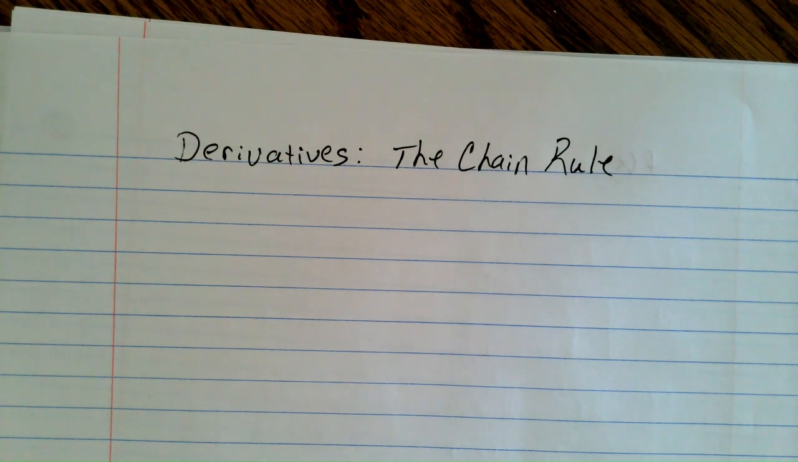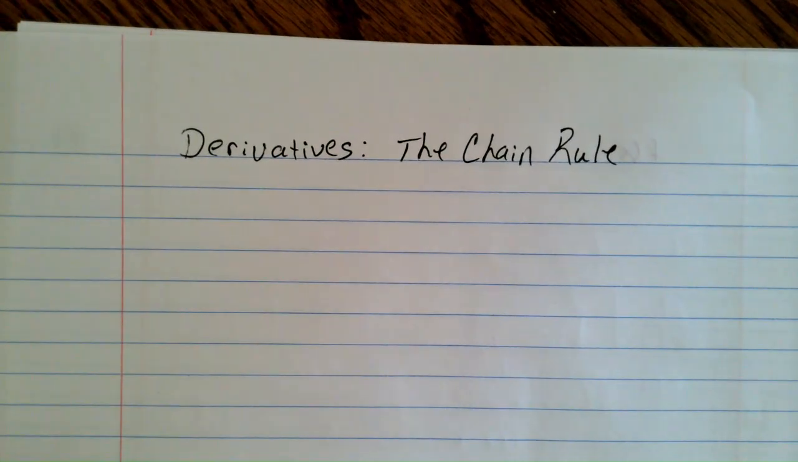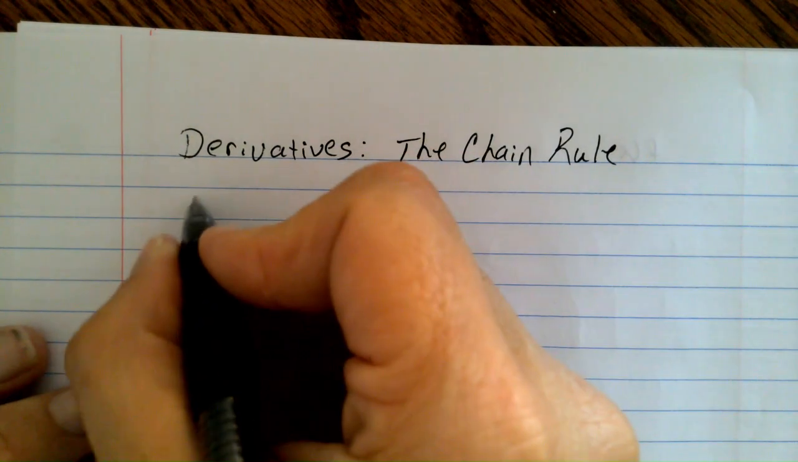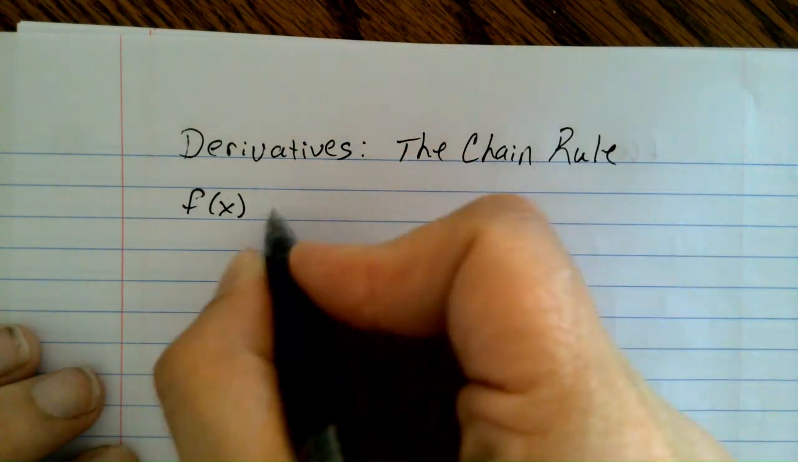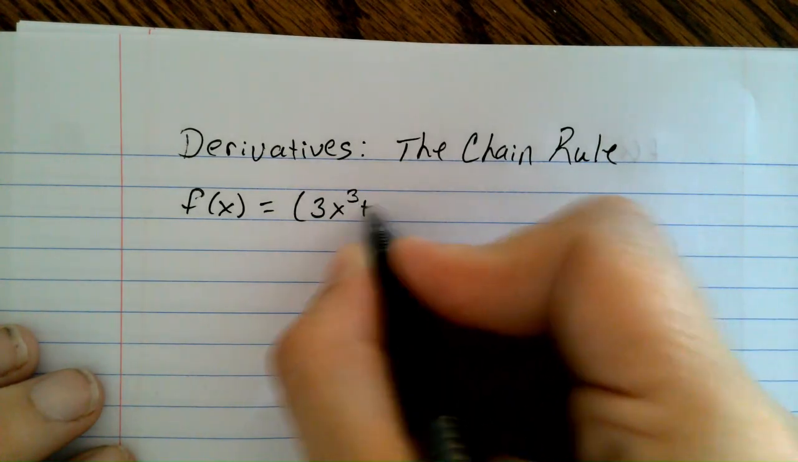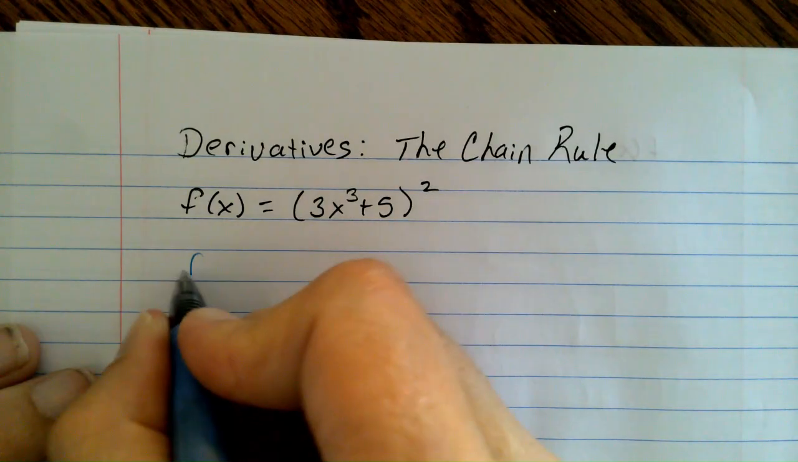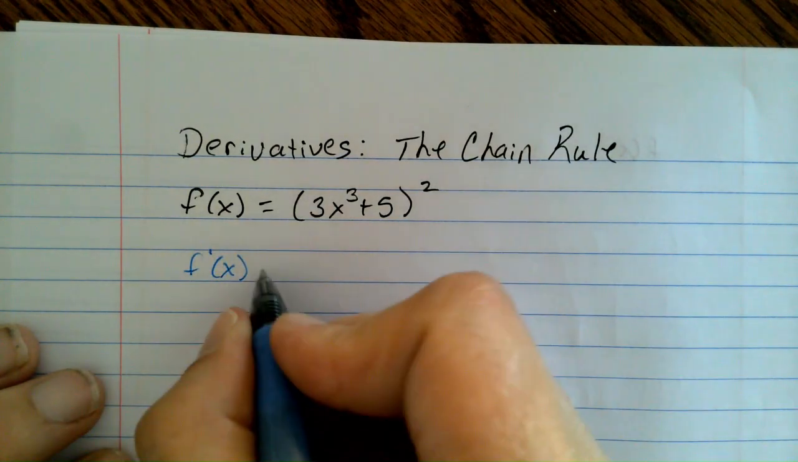Welcome to Derivatives, the Chain Rule. Now, this rule is one to lose sight of very easily because there are so many moving parts to it. So we have to really be careful with it. So we're going to develop it a little bit slow so that you guys can see. So right now, if I were to give you a function, let's say (3x cubed plus 5) to the second power, and I were to ask you to find the derivative.